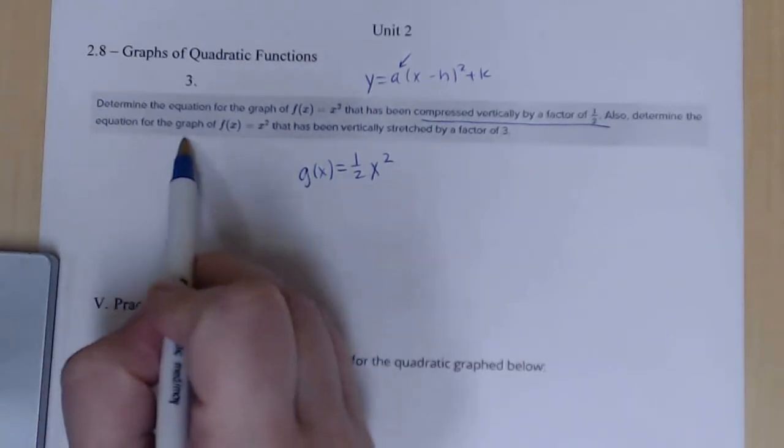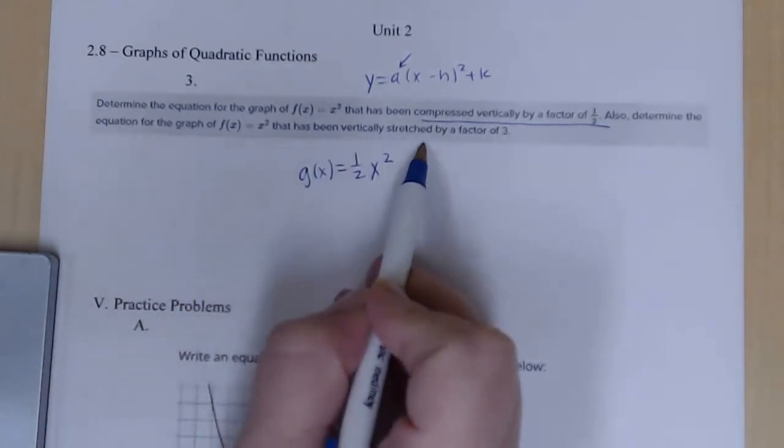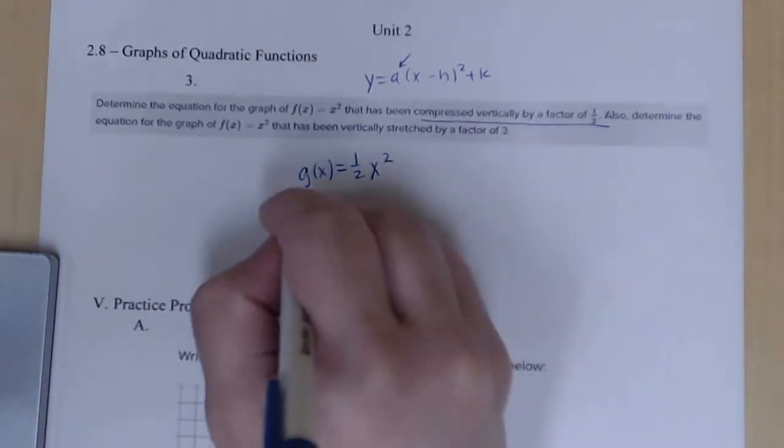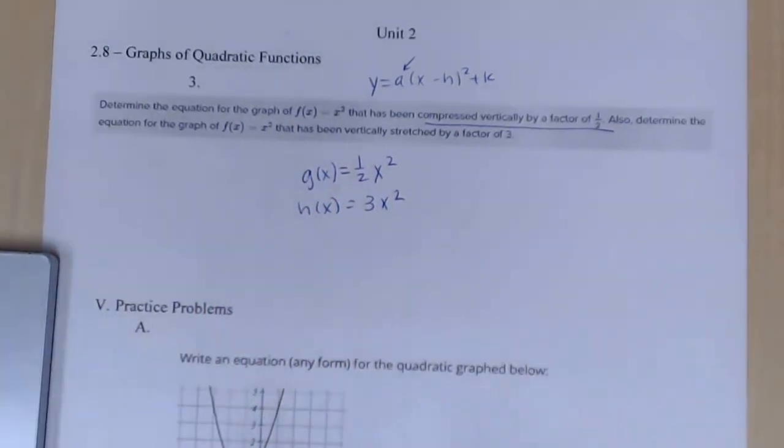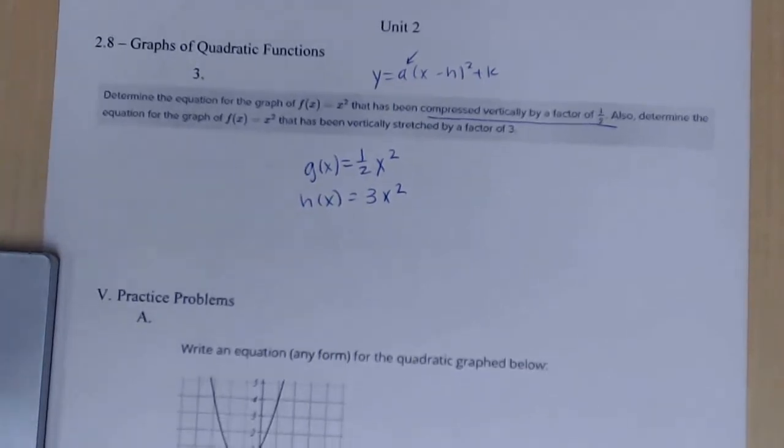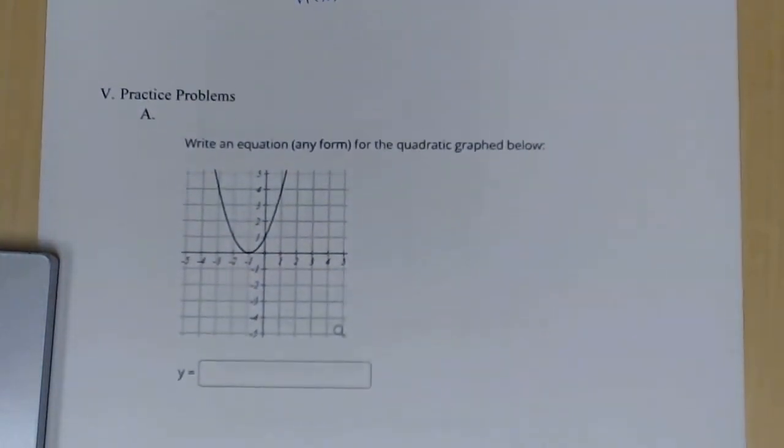Also determine the equation of the graph x² that has been vertically stretched by a factor of 3. So that means this would be equal to 3x². So I want to do these 3 examples so you can see just the small pieces of how all these different transformations and changes occur and where they occur. So now let's put them all together, and here's some practice problems.